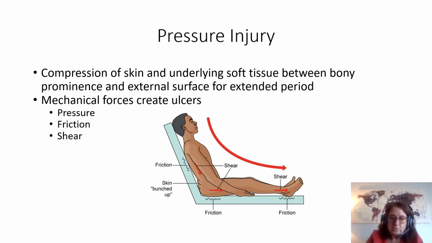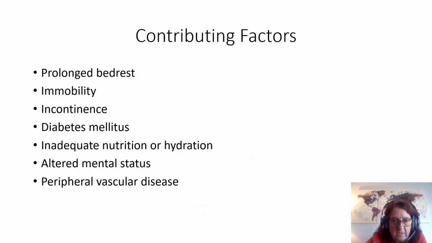Or we try not to pull them in the bed. Sometimes we call it shearing injuries. But it's compression of the skin and the soft tissue between bony prominence. Could be pressure from friction or shearing injury. Prolonged bed rest, immobility, incontinence. That was the thing, they used to put a catheter in just about everybody at the hospital. It was easier for the nurses. And it also helped prevent people from getting pressure injuries, because they weren't all wet with their pee, so their skin was protected.